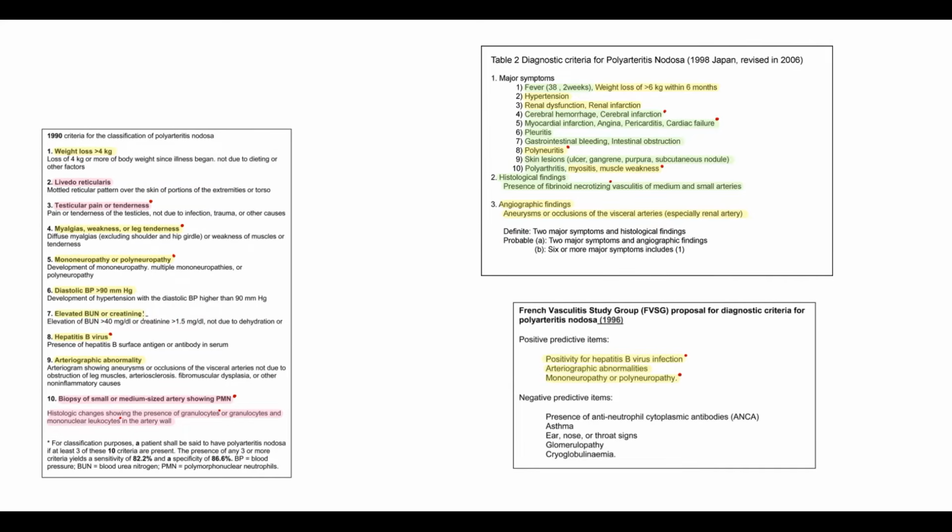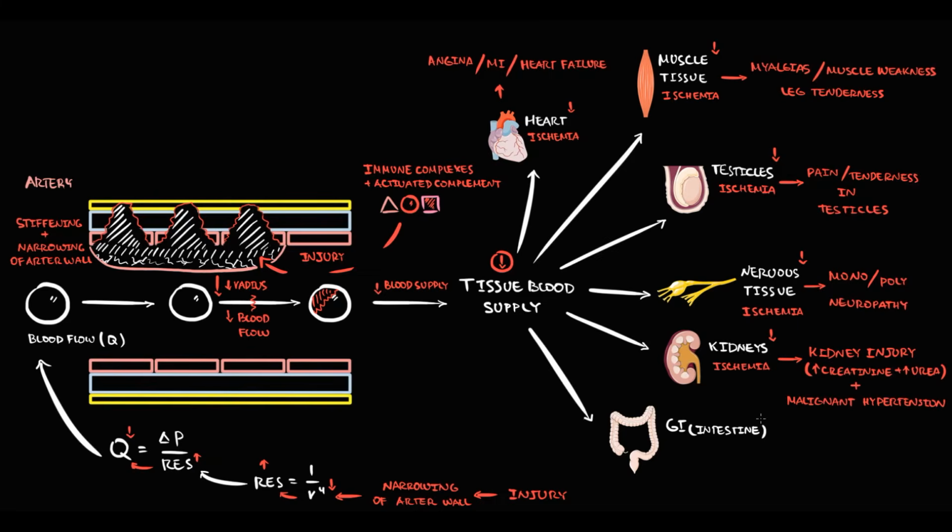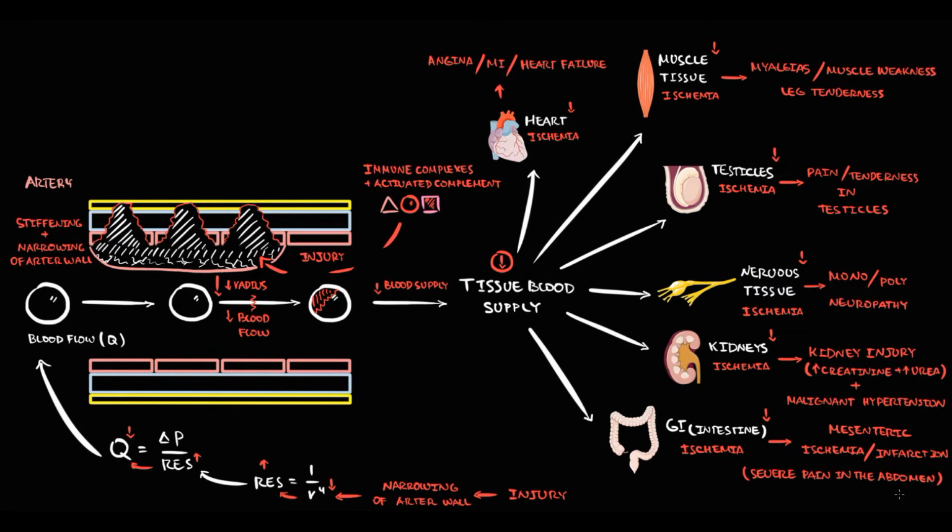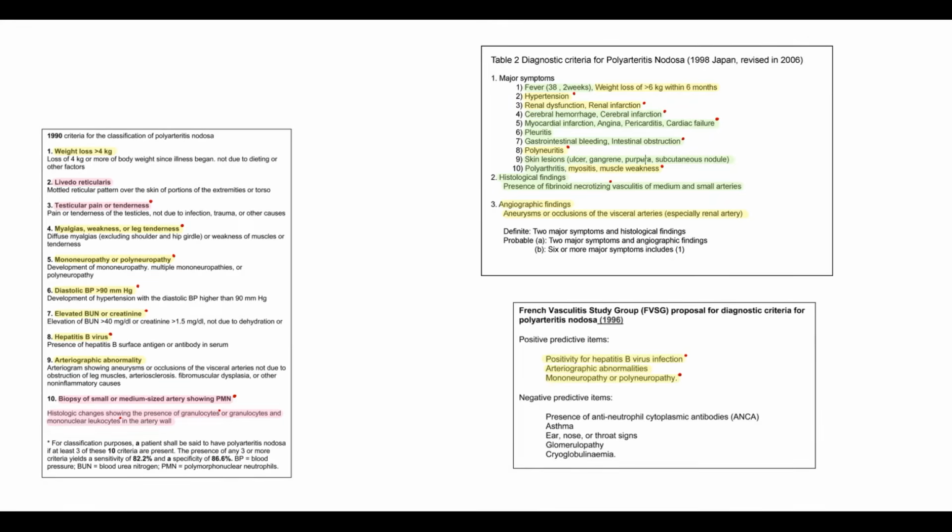As we see, kidney injury with elevated urea and creatinine levels and hypertension are one of the crucial diagnostic criteria of Polyarteritis Nodosa. Decrease in blood supply to intestine will cause mesenteric ischemia, and mesenteric ischemia or mesenteric infarction, which is also possible, manifest as severe pain in the abdomen. Intestinal manifestations are also one of the diagnostic criteria of polyarteritis nodosa.